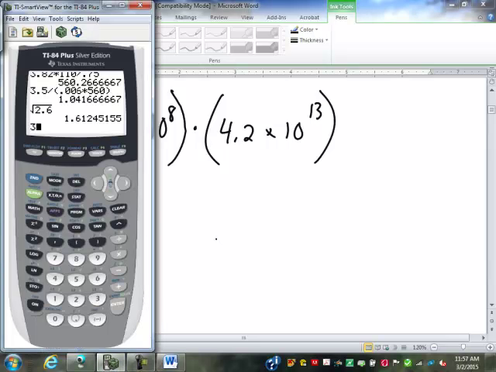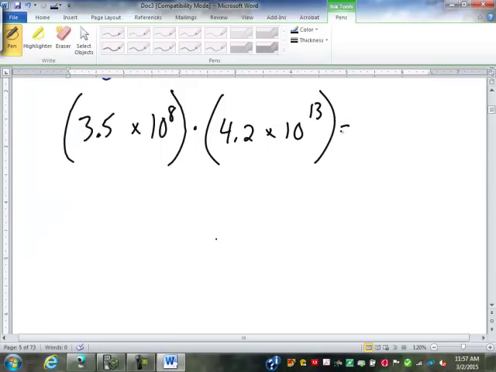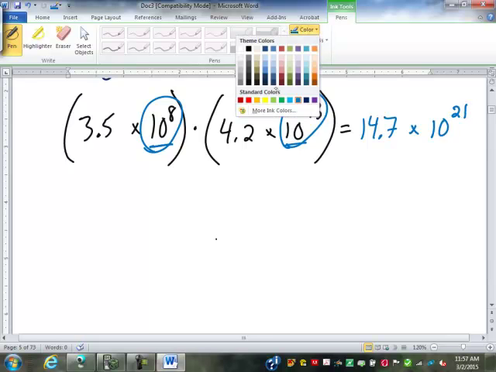So we'll do 3.5 times 4.2 will give us 14.7. Combining the counts, multiplying this time. Then we also have to multiply or combine the names. 10 to the 8th times 10 to the 13th. Well, from what we talked about on Friday, we add the powers when we multiply exponents. So 8 plus 13 is 21. That is 10 to the 21st.